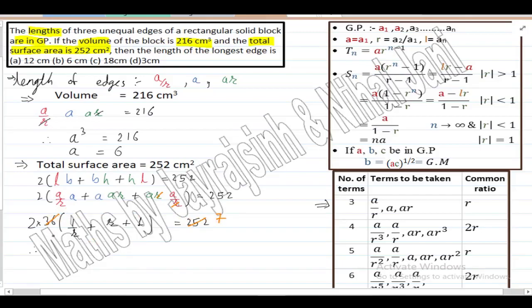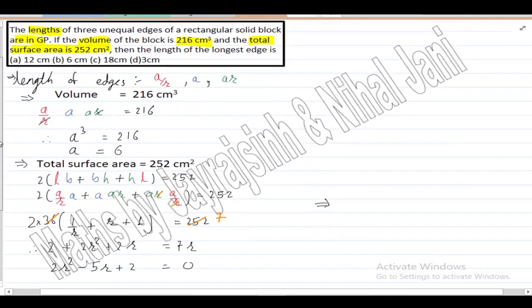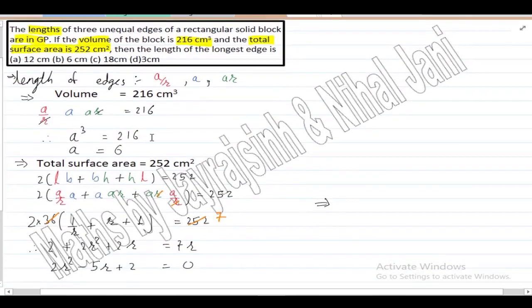Let's take the LCM and simplify. So here we'll get 2 plus 2r square plus 2r is equal to 7r, or we can say our quadratic equation will be 2r square minus 5r plus 2 is equal to 0. Now let's give it some space. Okay, now we have lots of space.